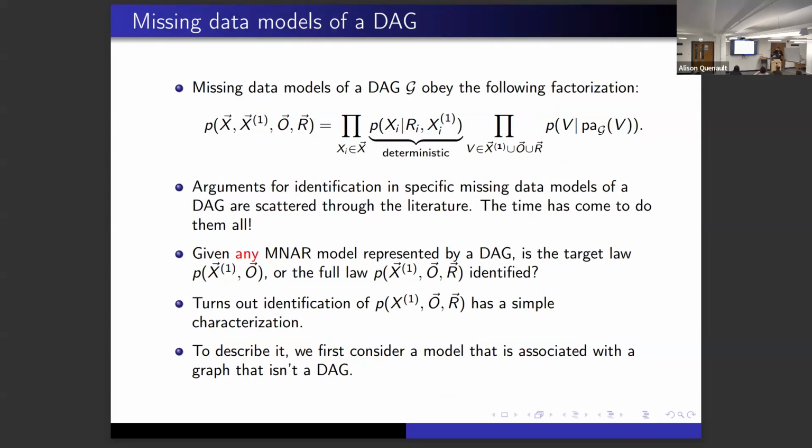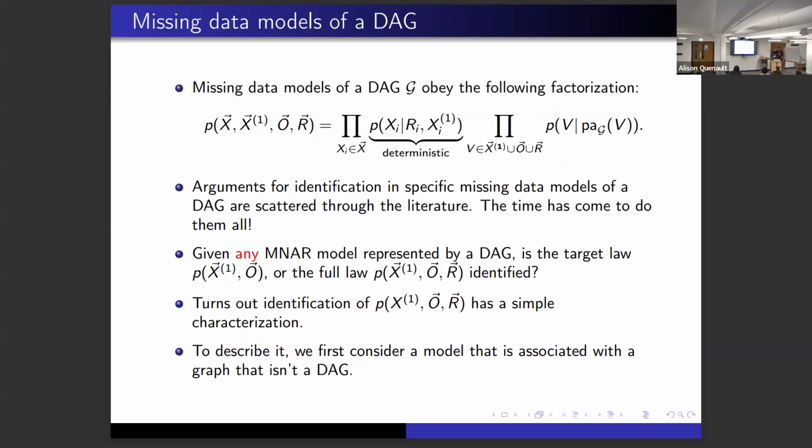So missing data models of a DAG in general follow the following factorization. For the observed Xs, they're just given by the underlying Xs and the Rs by definition. So that part is deterministic and not really a part of the model. And then you have some sort of factorization involving observed variables, missing variables, and indicators in some way that depends on the graph, because the graph tells you what the parents of things are.